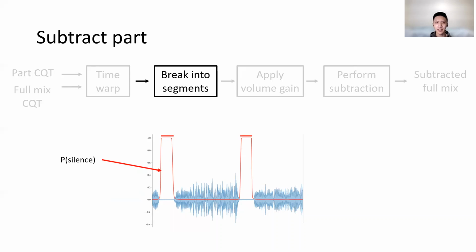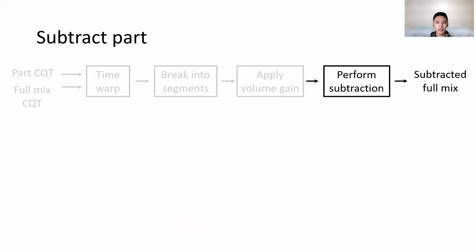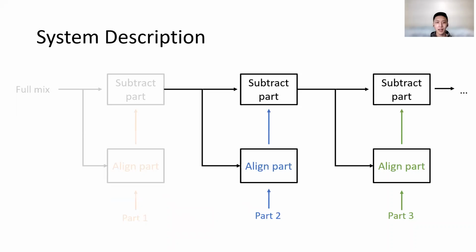Our silence detector is a simple GMM based on windowed energy. The third step is to apply a volume gain to each segment to account for volume differences between the recordings. We consider a range of gain values and select the gain factor that best explains the observed full mix CQT. The final step is to perform spectral subtraction. We subtract each time warped and volume adjusted segment of the part recording from the full mix CQT. After aligning and subtracting the first part from the full mix, we repeat this with the next part recording. At every iteration, we use the most updated full mix CQT with previous parts subtracted out.